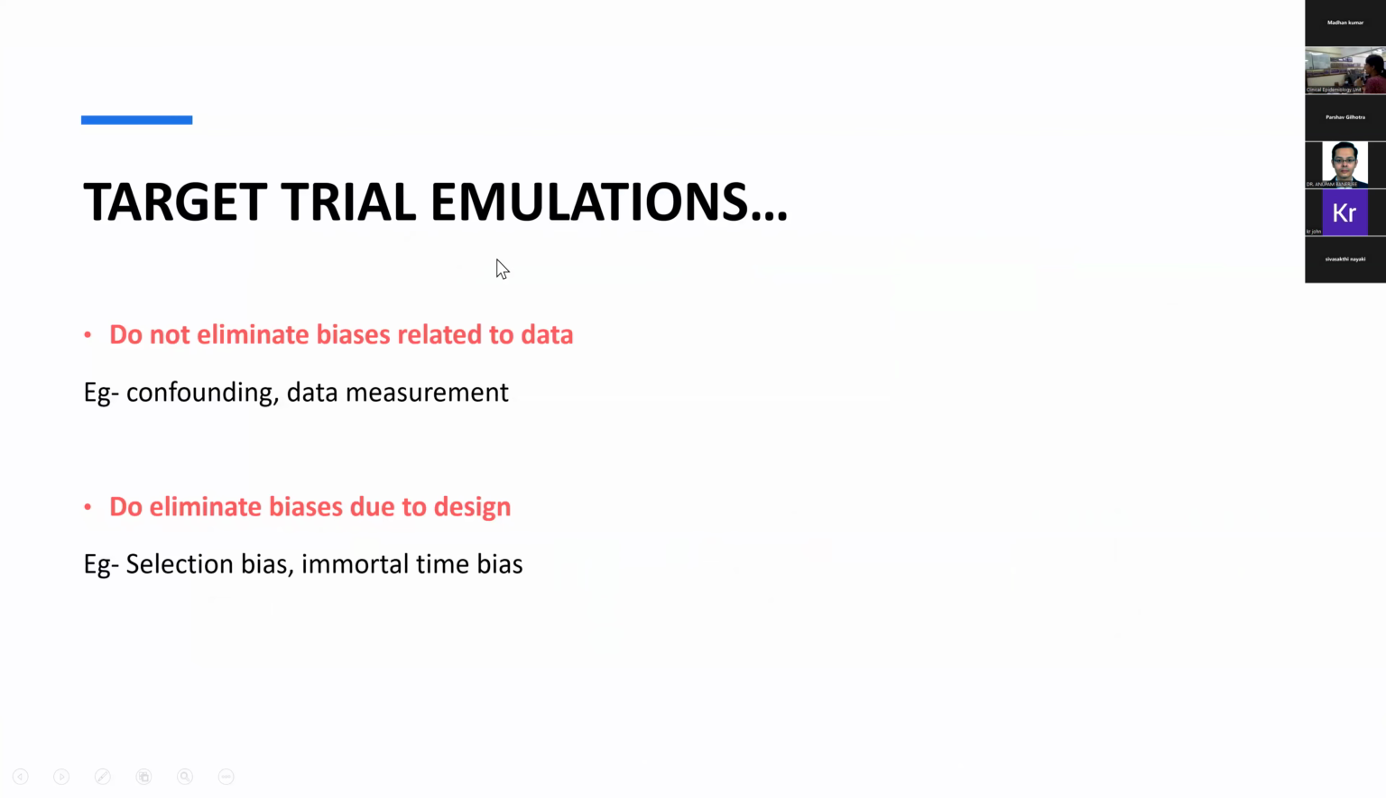So target trial emulations actually do not eliminate biases related to data, like confounding, data measurement biases, etc. But they do eliminate biases related to the study design of observational designs, like selection bias and immortal time bias. This is one important concept to understand. This is why a target trial emulation will never be equal to a gold standard RCT, but it can be very close to a pragmatically done RCT.